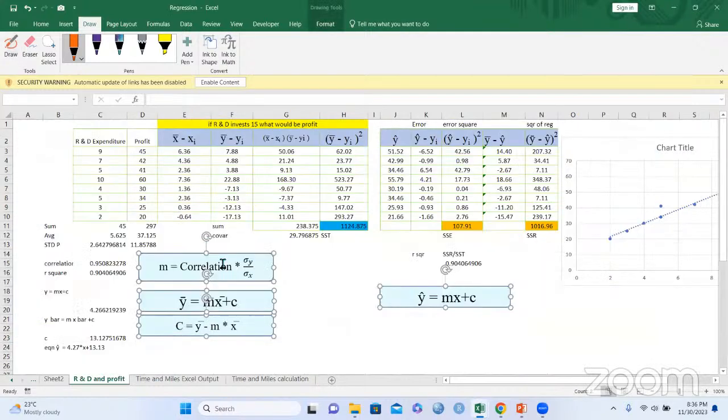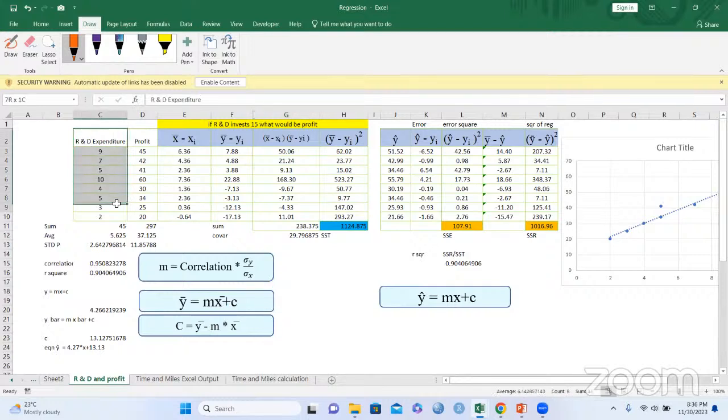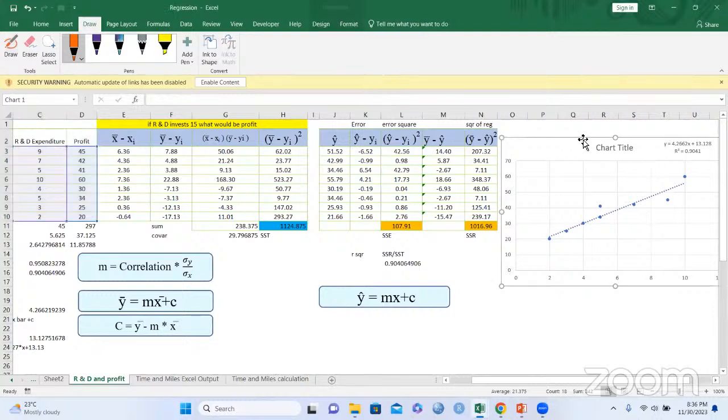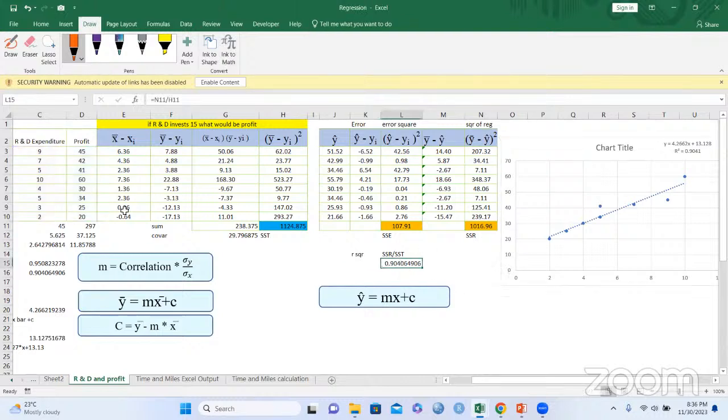Yes, sir. Okay, so I've got some more problems. This is the other problem: if you invest in R&D, your profit will be like that. For example, I'm taking this one, which has an R square of 0.9041. That shows that 90% of the variation in profit is explained by R&D expenditure. Only 10% is other factors, or this equation could not explain it.